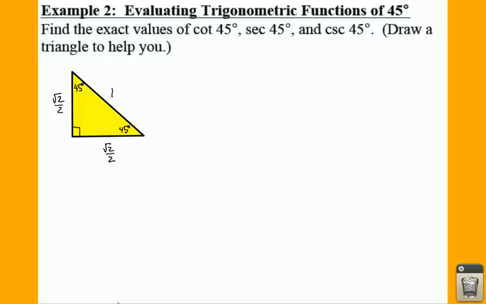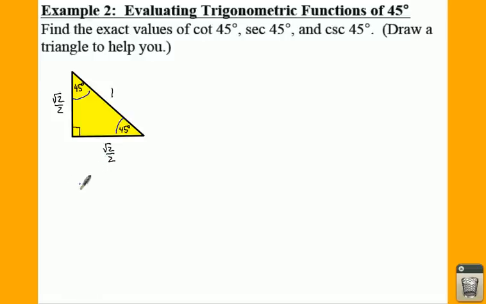In example 2, here we're going to be evaluating some of your trig functions for a 45-degree triangle. So if you remember your special right triangle, this special triangle: if you have a 45-degree angle here, a 45-degree angle here, and a 90-degree angle here, opposite sides are the same. Those are radical 2's over 2's. You say, hey, Mr. Klein, how'd you get radical 2's over 2's?